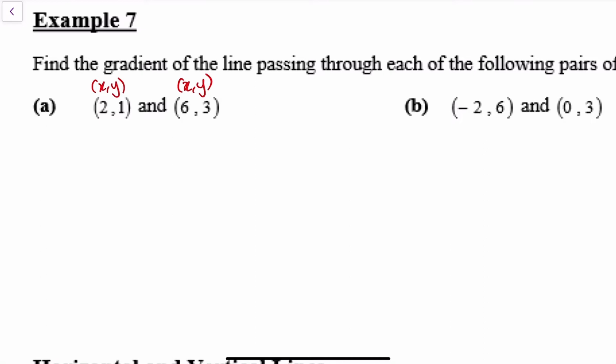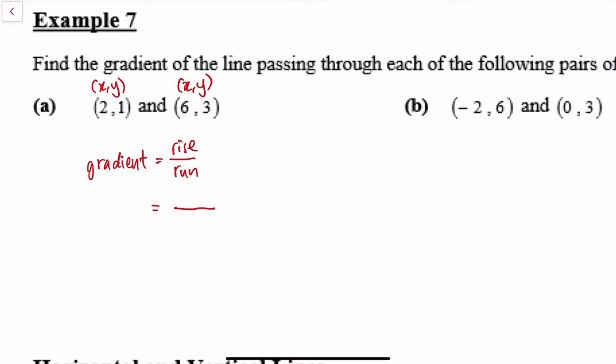So what it means is that you have two reference points, 1 and 2. It doesn't matter which is 1, which is 2, because in the end your calculation is going to be the same. You're going to get the same answer. So let's try. If I want to find the gradient, I will need to take the rise divided by the run. So in this case, I want to look at the difference.